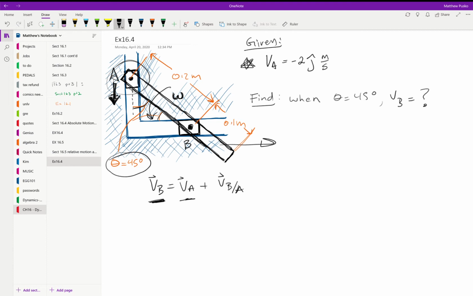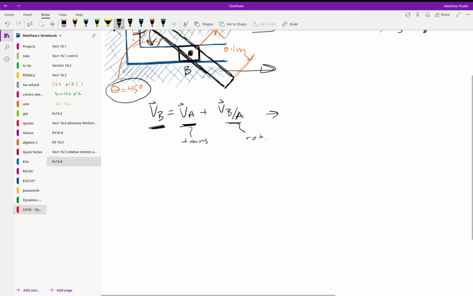We know the velocity of A, that's our translating motion, and velocity of B with respect to A is going to be our rotational motion. So let's turn this into the velocity of B is equal to the velocity of A plus omega crossed R of B with respect to A.